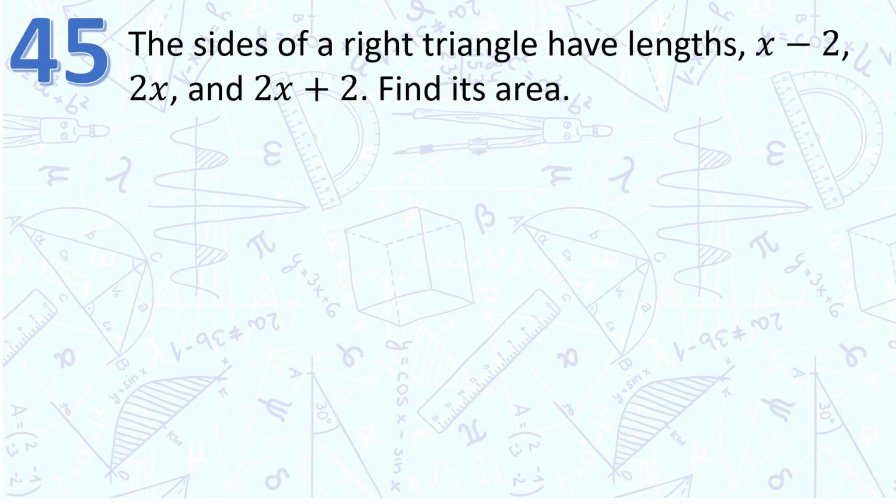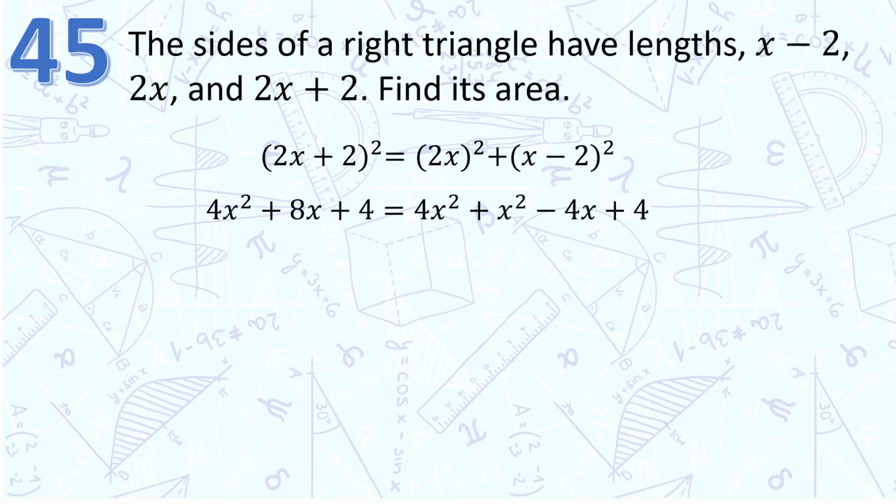From the given lengths, 2x plus 2 is the largest, therefore it must be the hypotenuse of the right triangle. Therefore, we have the equation: the square of the hypotenuse equals the sum of the squares of the legs. (2x plus 2) squared equals (2x) squared plus (x minus 2) squared.